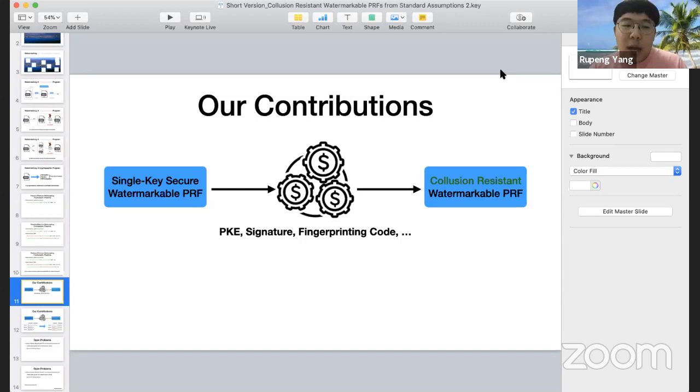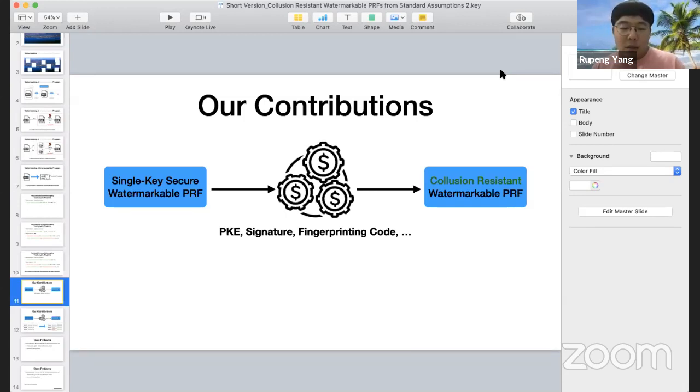Yeah, that's a good question. Actually, we can obtain collusion resistance for, for example, puncturable PRFs by using our technique. But we can't get a standard collusion-resistant puncturable pseudorandom function, and we have to restrict the puncture set to some specific form. That is just what we needed in constructing collusion-resistant watermarkable pseudorandom functions.